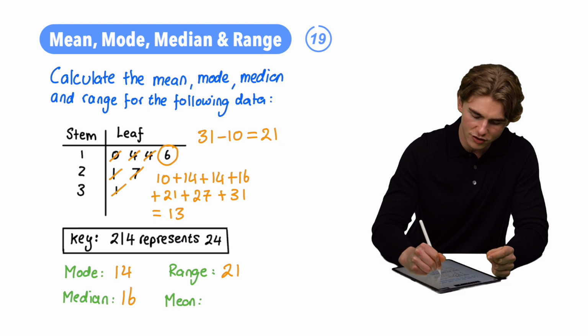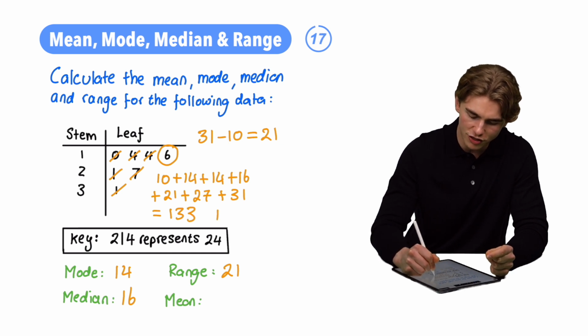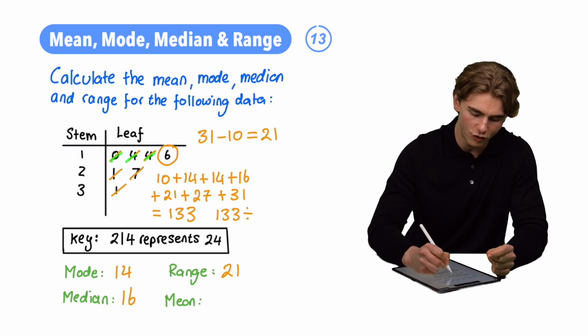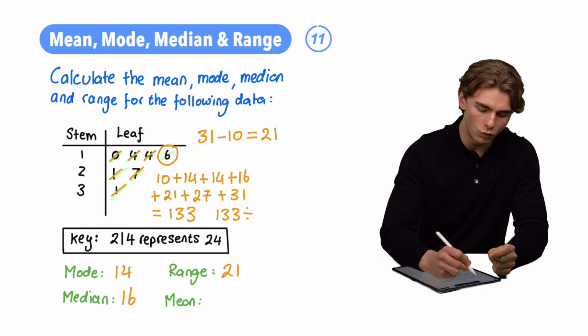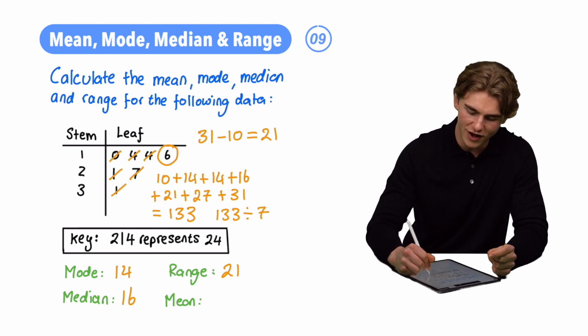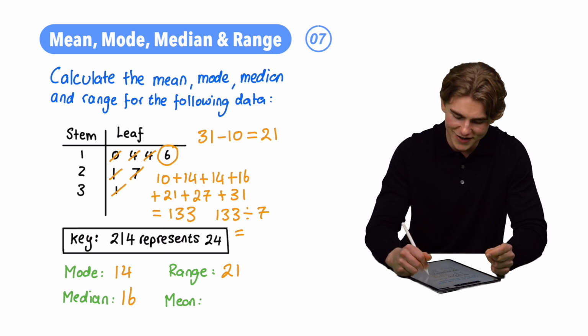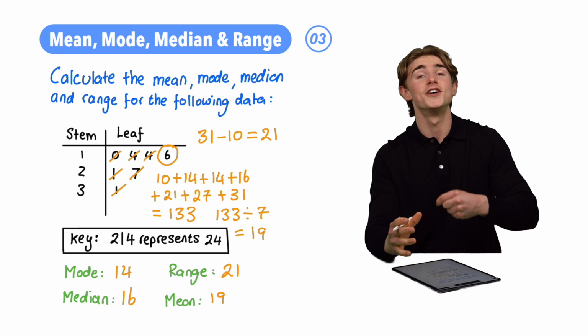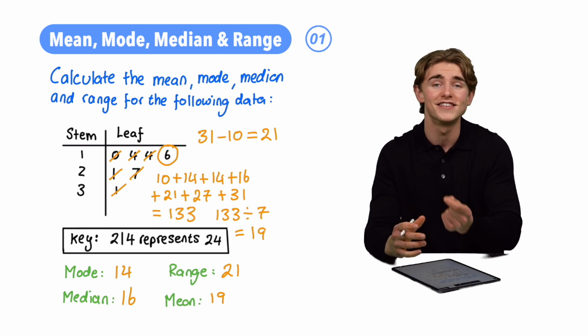That is going to be 133. So 133 is going to be the sum. Then we're going to do 133 divided by the number of numbers that we have. We can see that we have 1, 2, 3, 4, 5, 6, 7 numbers. So we're going to do 133 divided by 7. That is going to be 19. So, guys, our mean, that is going to be 19, our final answer to our final part of this question.